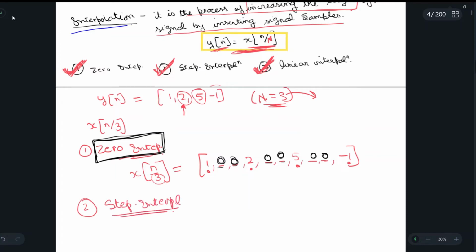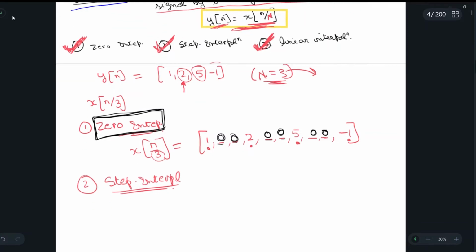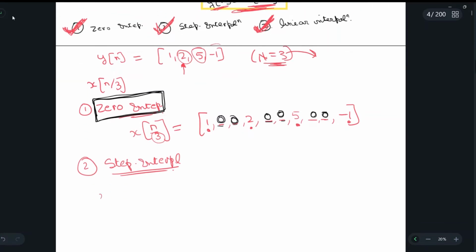Now in step interpolation, let us take the same signal again, that is we have to again find the interpolation of 3, but now we have to perform step interpolation. So first we again write 1, 2 dashes, then we again write 2 as it is given in the question, then 5, then 2 dashes, then we write minus 1, which was given to us in the question.